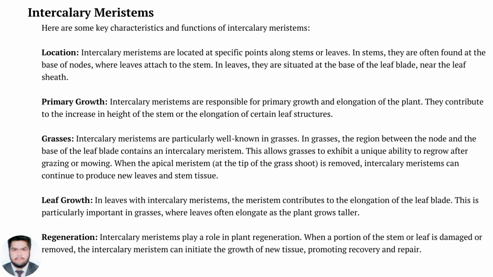In grasses, the region between the node and the base of the leaf blade contains an intercalary meristem. This allows grasses to exhibit a unique ability to regrow after grazing and mowing. When the apical meristem at the tip of the grass shoot is removed, intercalary meristem can continue to produce new leaf and stem tissue.